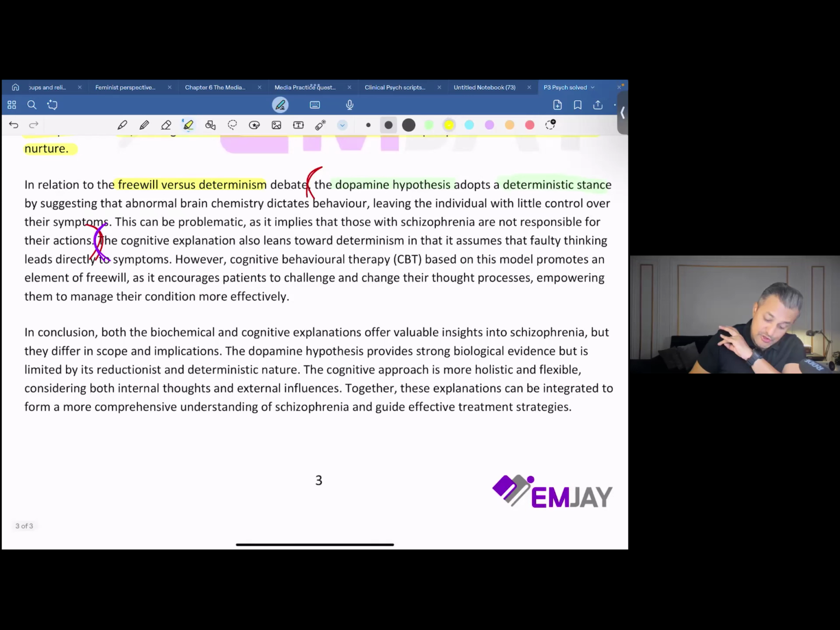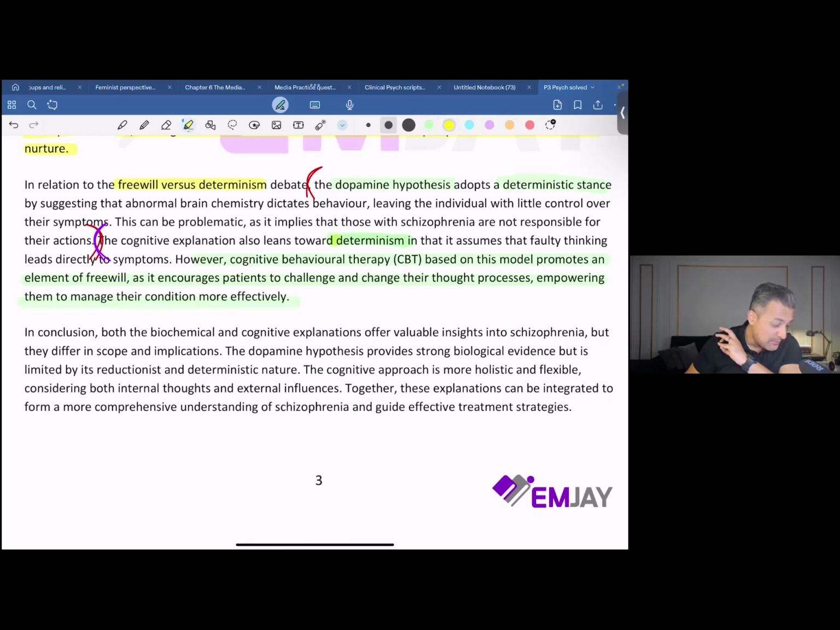The cognitive explanation also leans towards determinism in that it assumes that faulty thinking leads to symptoms. However, cognitive behavioral therapy, which is based on this model, promotes an element of free will, as it encourages patients to challenge and change their thought processes, empowering them to manage their conditions more effectively. You might as well pause this, read this, and hopefully you would understand it. I don't think there's any rocket science here. Moving on to the fifth paragraph, the conclusion.